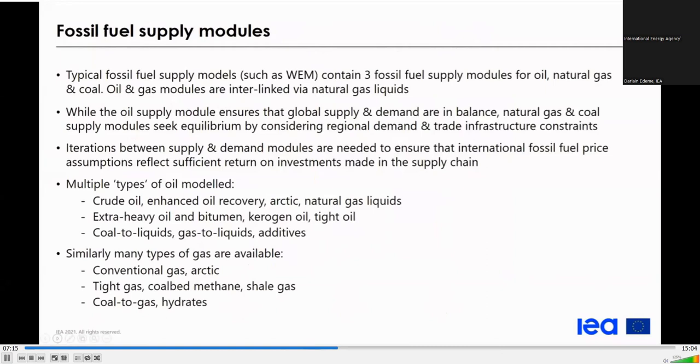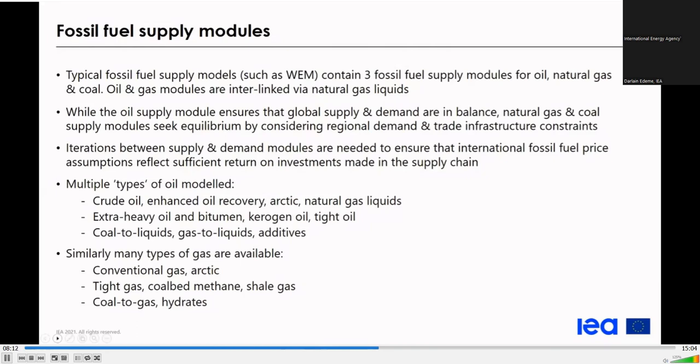The oil supply model is at a global level where supply and demand are in balance, whereas natural gas and coal, which are usually more domestically or regionally traded energies, are considered at regional level. In the case of natural gas, there is infrastructure like pipelines that determines where a certain production will be consumed. But we observe with LNG that natural gas is increasingly a global resource. To run those fossil fuel supply modules, there are many iterations between supply and demand, and prices play a key role. And as you will see, there are different typologies and types of oil and gas.